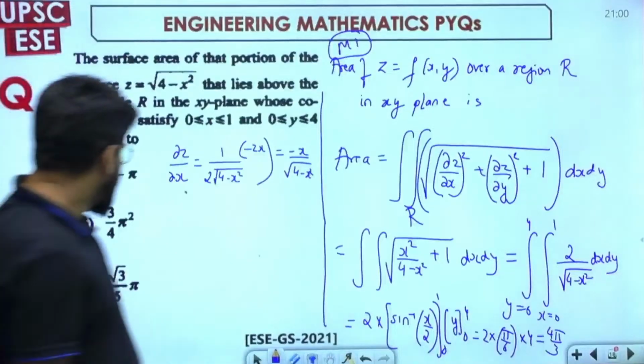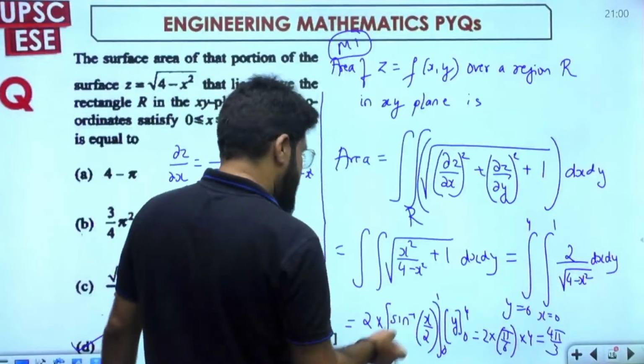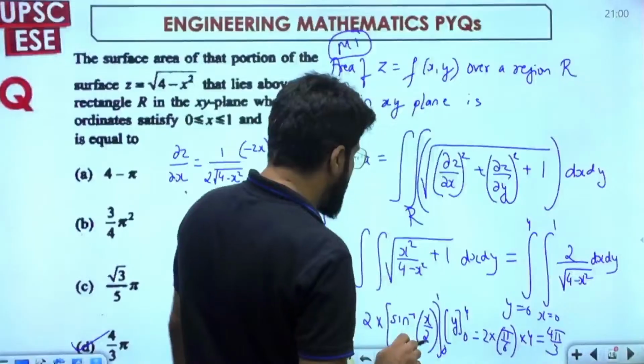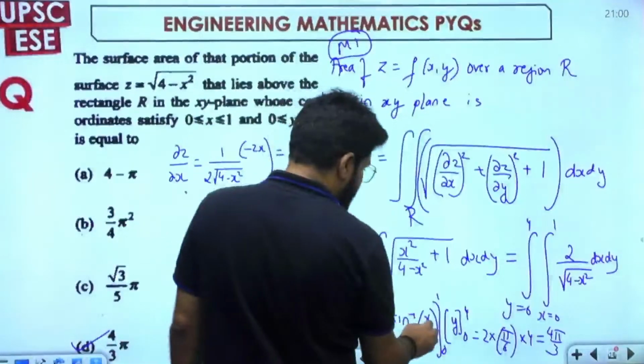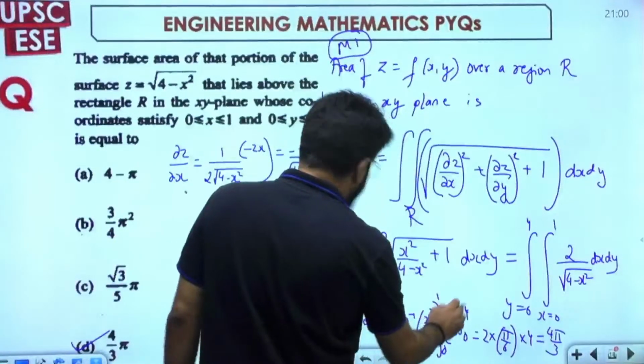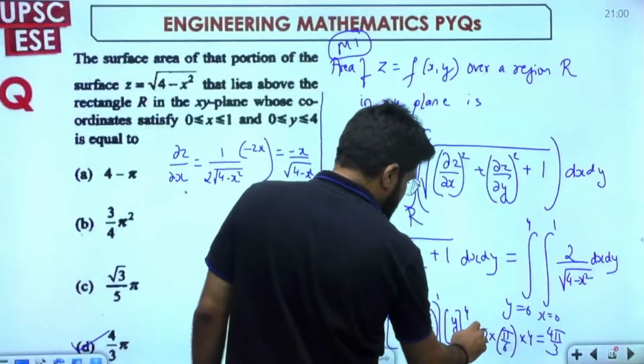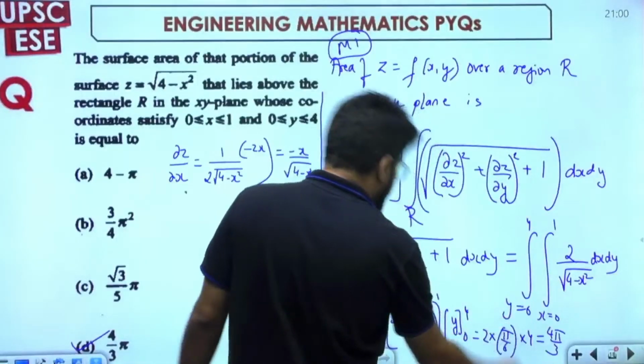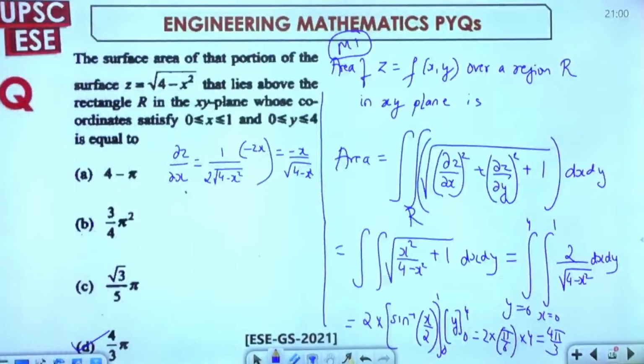Let me just recheck the calculation. Sine inverse x by 2, the sine inverse 1 by 2 is pi by 6, sine inverse 0 is 0. The y limit was 4, so 4 minus 0 is 4. The 2 cancelled, and this becomes 4 pi by 3. Correct. 4 pi by 3.